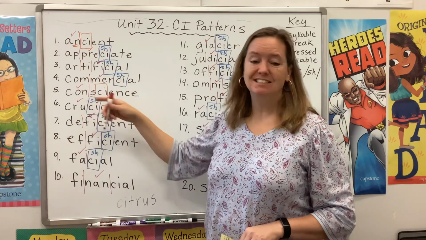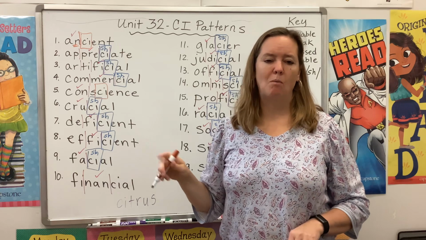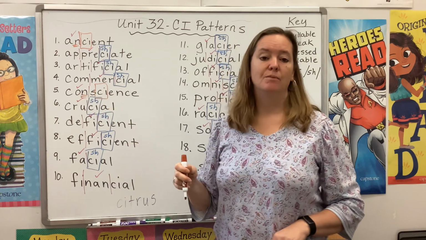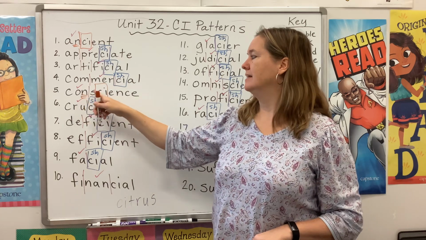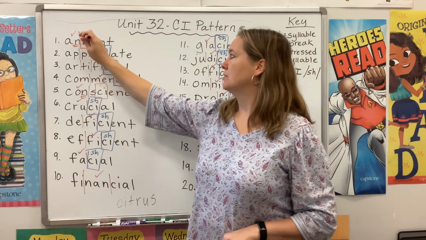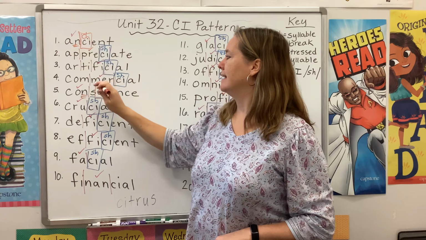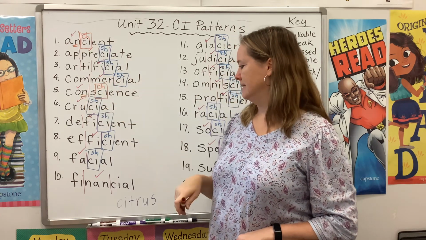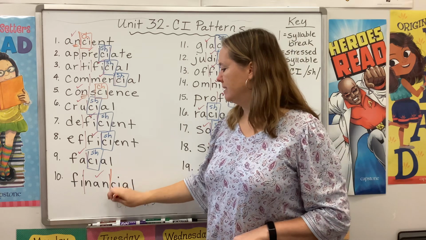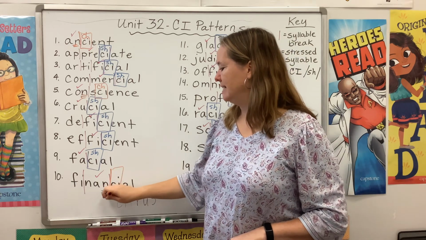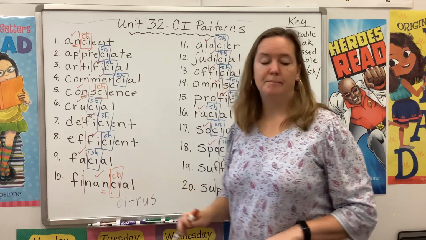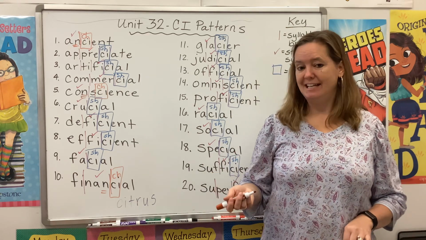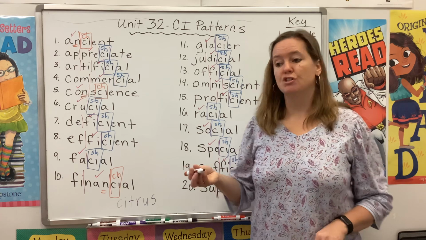Now that S is silent. We're going to talk about why that's there in a minute. But here's the sound we hear right before. Conscience. This time, so this made a ch. And now this is going to make a ch. Conscience. And then right here, financial. So when that CI comes after an N, it's going to make a ch sound.